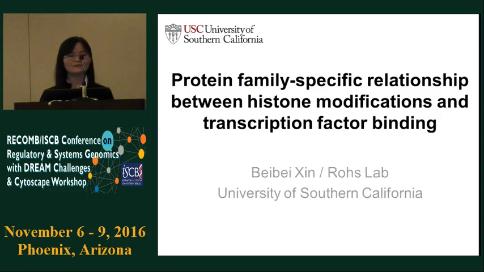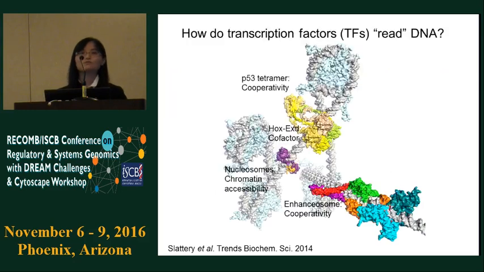So today I would like to share with you some results of my recent project on protein family-specific relationship between histone modifications and transcription factor binding. In regulatory genomics, one unsolved question that I also keep asking myself is, how do transcription factors, or TFs, read DNA? The first thing that popped into my mind is DNA sequence, because most TFs bind DNA on 6 to 20 base pair motifs. But some motifs actually only bind to less than 1% of putative binding sites in the genome. So what are other factors?